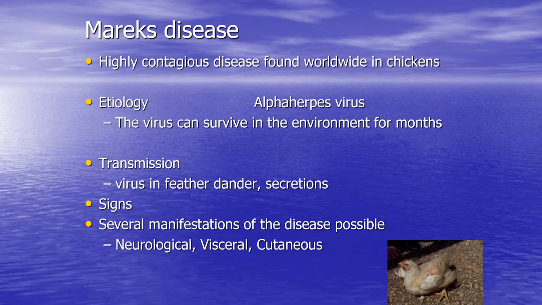What are the signs? Well, there are three manifestations of this disease. It can be neurological, it can be visceral, or cutaneous. In other words, in the nerves, in the organs, in the skin. And here we have a chicken, a broiler, that you can see is affected. This bird has the neurological form.